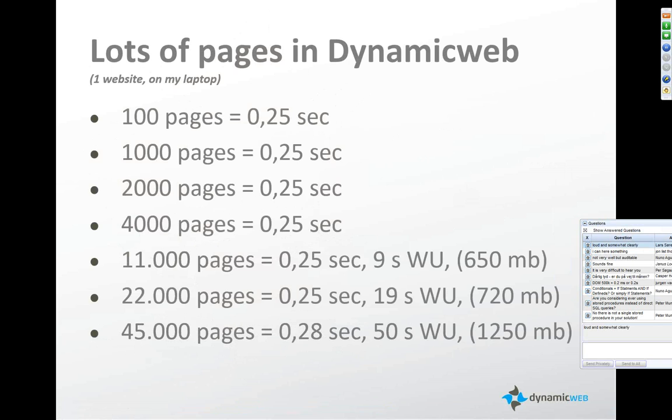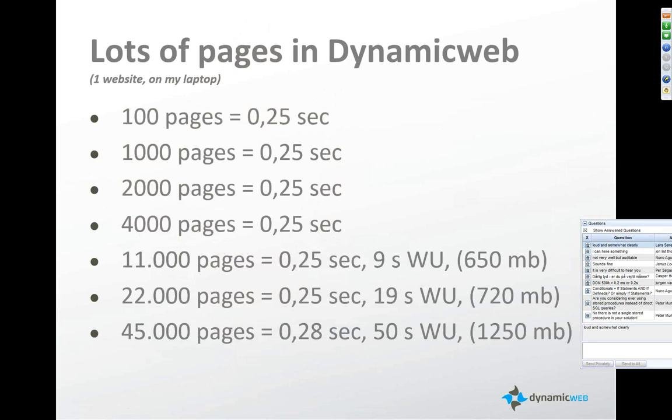First of all, we're going to take a look at what happens if you add a lot of pages in Dynamicweb. So I made this test on my laptop, and I only had one website. I didn't have several websites in the websites module in Dynamicweb. So I added all these pages to just one website instance, and this is what happens. With 100 pages, it takes 0.25 seconds to render this specific page with the implementation. This is just a normal page with paragraphs and nothing else.